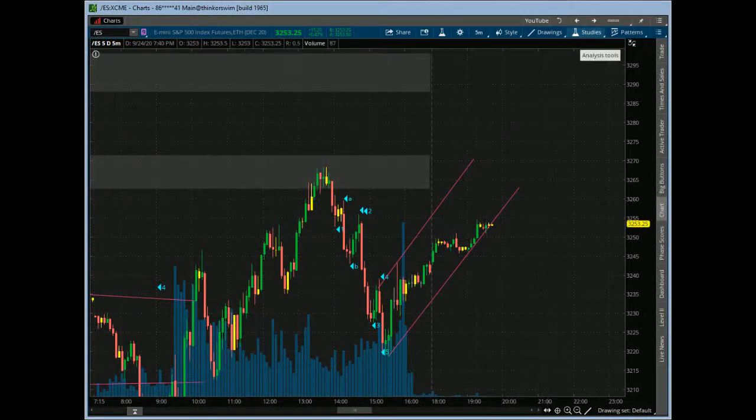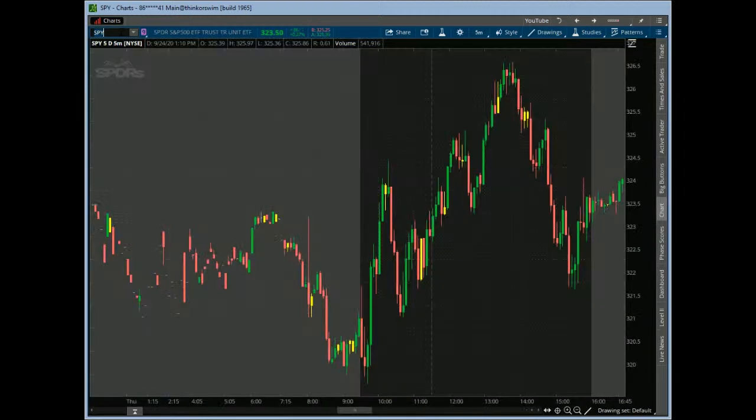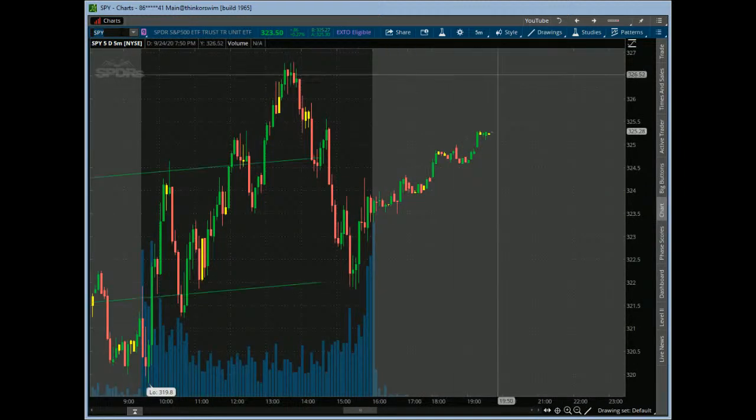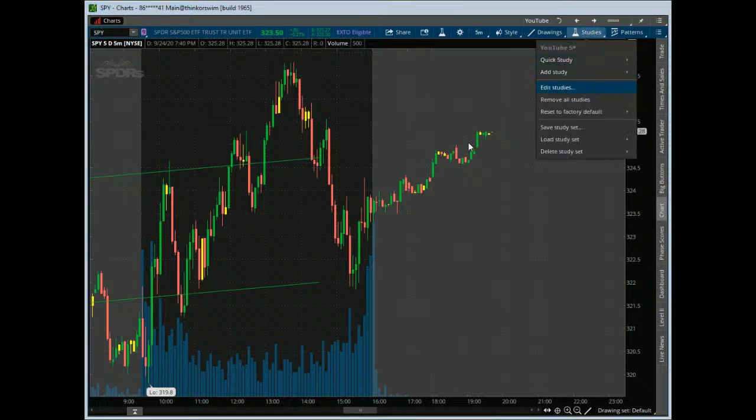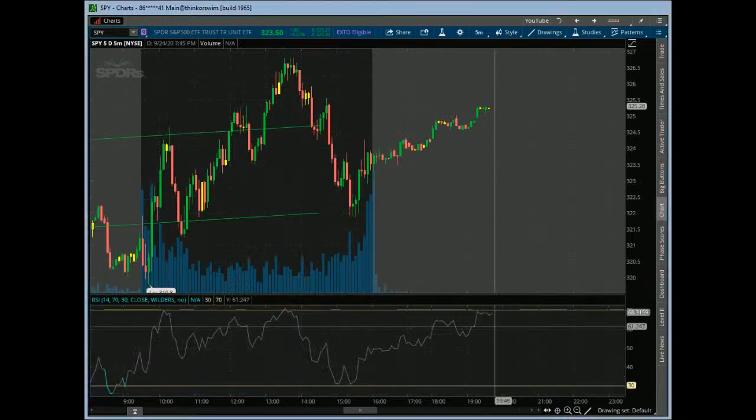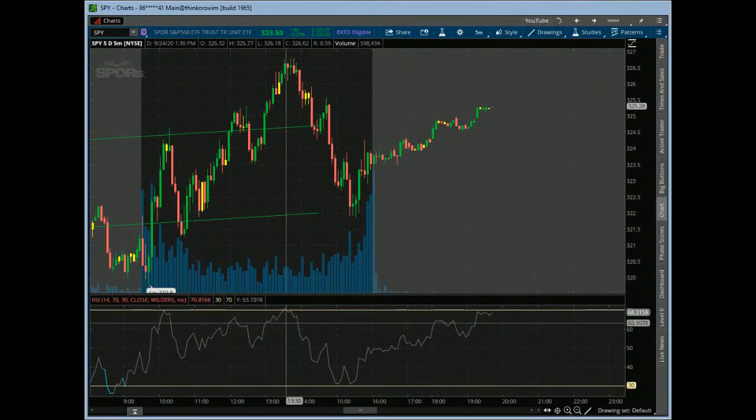I'm going to switch over to the SPY just because it's easier to work with here. One of the neat things with RSI, so I'm going to pull up RSI right here, is that we talked again about how important the 70 and 30 levels are on RSI. That gives you your overbought and oversold levels. So once we get overbought, right?